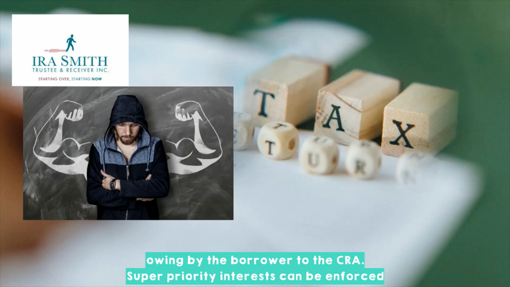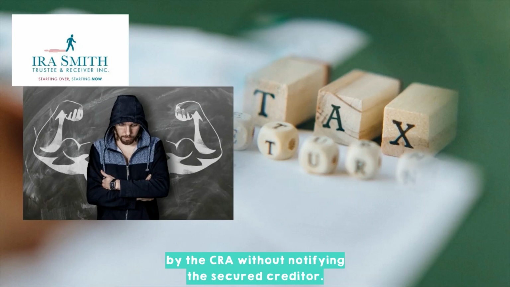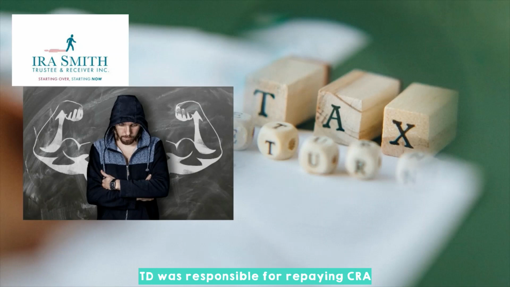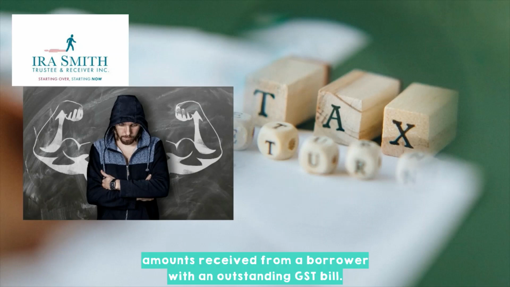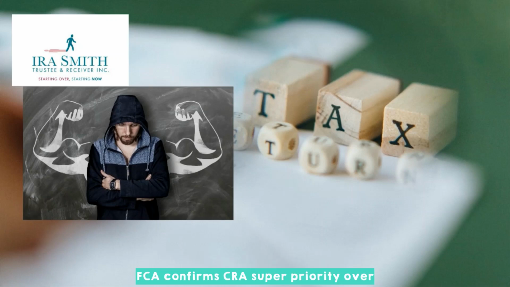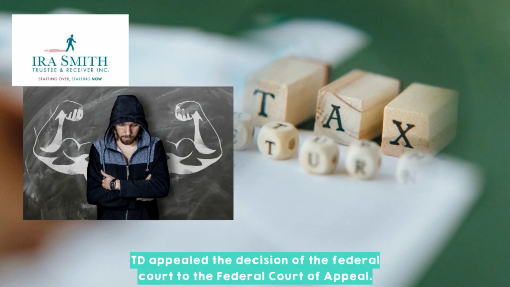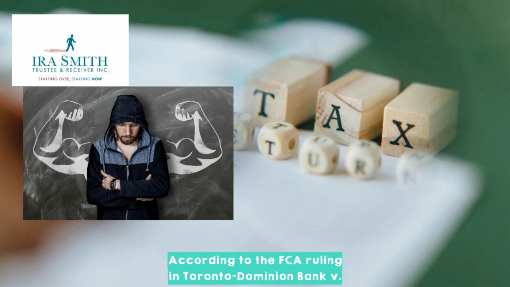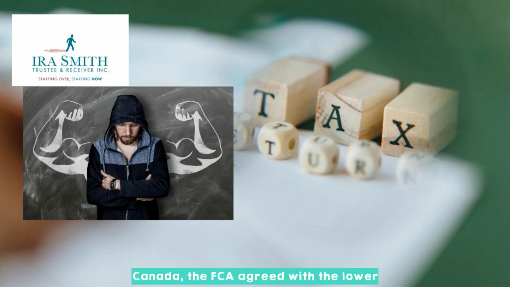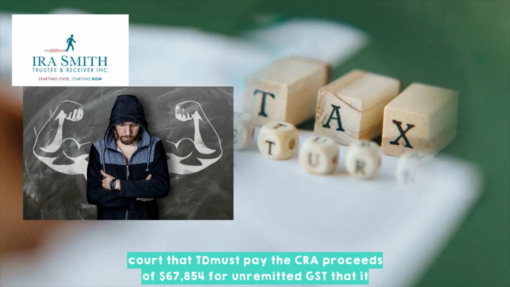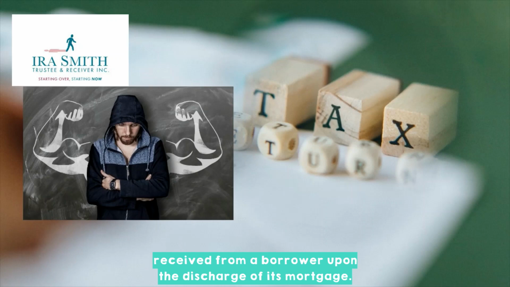Super priority interests can be enforced by the CRA without notifying the secured creditor. TD was responsible for repaying CRA amounts received from a borrower with an outstanding GST, HST bill. FCA confirms CRA super priority over secured creditors on a GST, HST debtor's property. TD appealed the decision of the federal court to the Federal Court of Appeal, FCA. According to the FCA ruling in Toronto-Dominion Bank v. Canada, the FCA agreed with the lower court that TD must pay the CRA proceeds of $67,854 for unremitted GST that it received from a borrower upon the discharge of its mortgage.